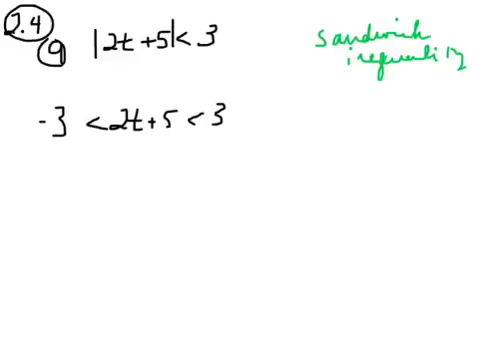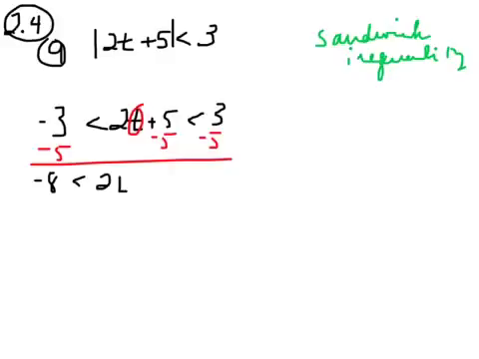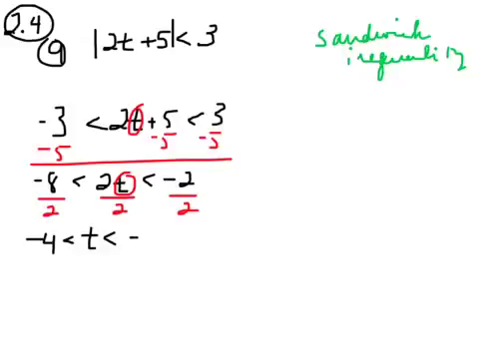And then in order to solve this, all you got to do is get t by itself. So you could subtract 5, but you got to do it everywhere. Okay? So once you do that, you get negative 3 minus 5, or negative 3 plus negative 5. It's the same thing. Negative 8 is less than 2t is less than 3 minus 5, which is negative 2. Okay, now we got to get t by itself. It's multiplied by 2. The opposite of multiplying by 2 is dividing by 2, so everybody gets divided by 2. And we end up with negative 4 is less than t is less than negative 1.